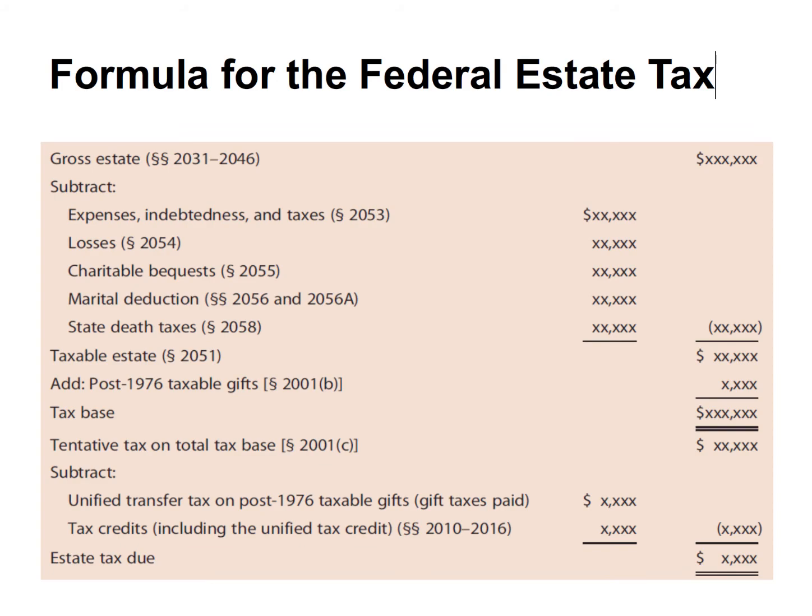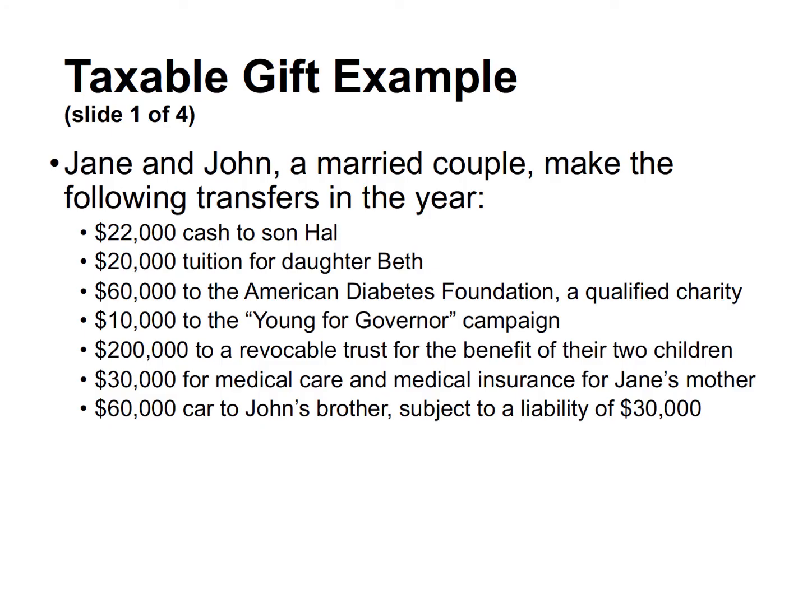Very important idea. So let's go through an example of the taxable gift. Let's say that we have Jane and John, a married couple, and they make the following transfers in the year. They give $22,000 cash to their son Hal, $20,000 tuition for their daughter Beth, $60,000 to the American Diabetes Foundation, a qualified charity, $10,000 to the Young for Governor campaign, that's a politician, $200,000 to a revocable trust for the benefit of their two children, $30,000 for medical care and medical insurance for Jane's mother, and a $60,000 car to John's brother, subject to a liability of $30,000.